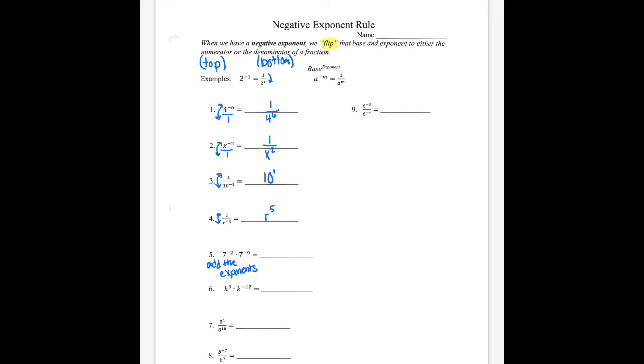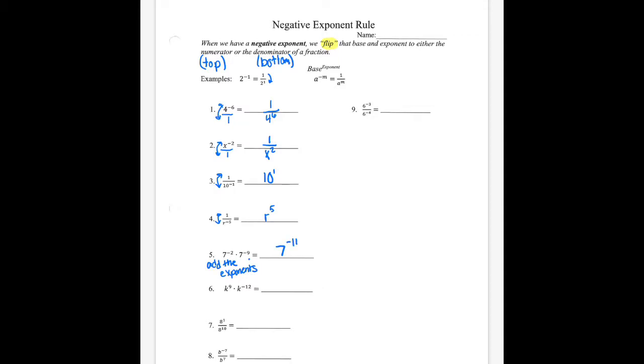Now we know with product rule, those base 7s are going to combine to be one big base 7. And we also know that we're going to add those exponents, like I said. So we have negative 2 plus negative 9. And we are going to add those to get a negative 11.